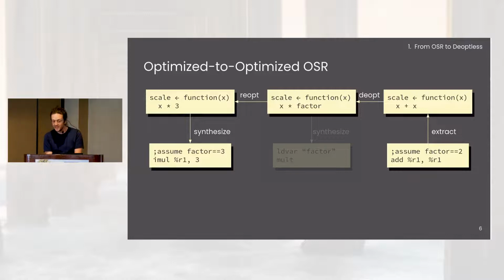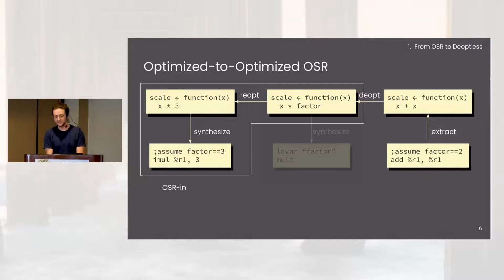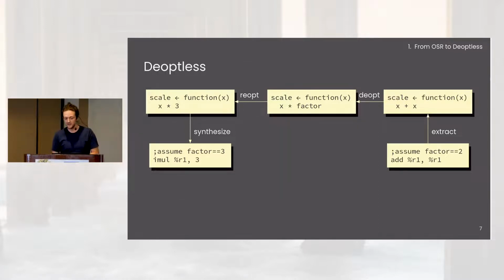Now this might sound complicated, but in fact it's something that is already solved. So this is OSR in. Every JIT compiler out there does this when they get stuck in a long running loop, for example in interpreted code, then they will be able to transition to native code at this point. So if we put all of this together, OSR out, OSR in, and of course we don't want to do this every time.